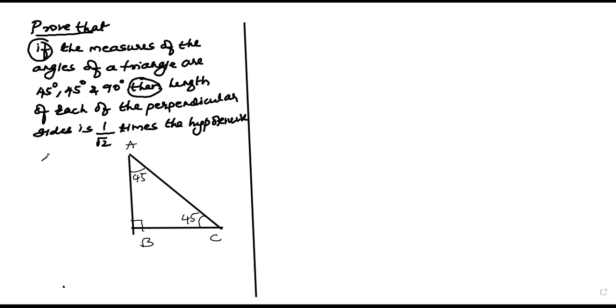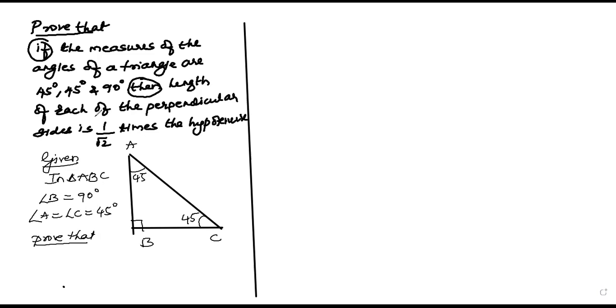Okay, so given. In triangle ABC, what I have drawn, I should write as given. In this picture, in triangle ABC, angle B equal 90 degree, and the other two angles, angle A equal angle C equal 45 degree. So what do you want to prove? Prove that length of each of the perpendicular sides is 1 upon root 2 times the hypotenuse. This AB equal BC, length of each of these perpendicular sides is 1 upon root 2 AC.